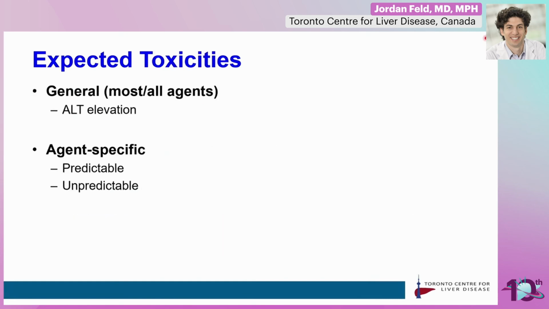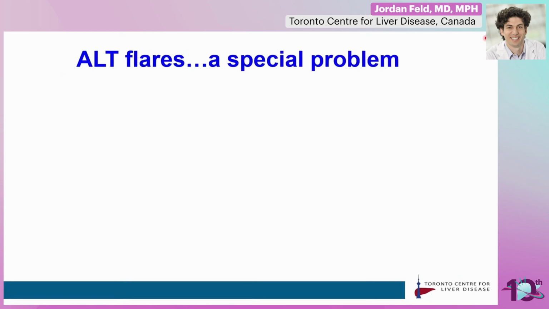On the toxicity side, there are the general toxicities, where if we think about immunotherapy, ALT elevation is likely to occur with most, if not all, agents. And then we have to think about the agent-specific toxicities, both the predictable ones and, more concerningly, the less predictable ones. So ALT flares are a special problem in Hep B.